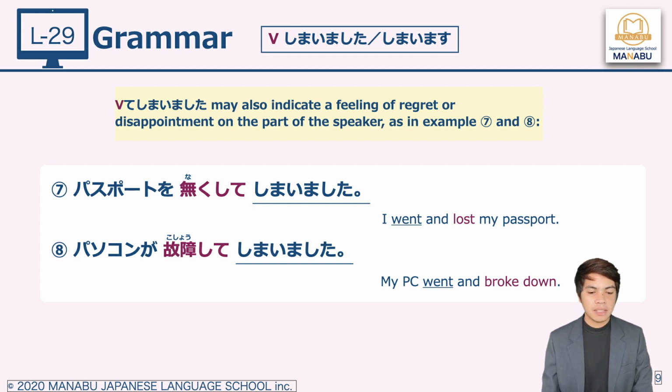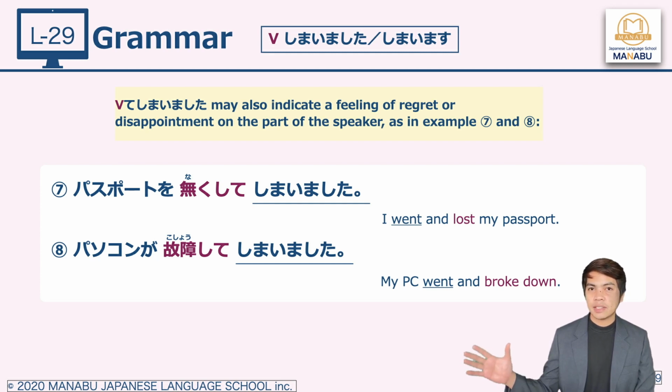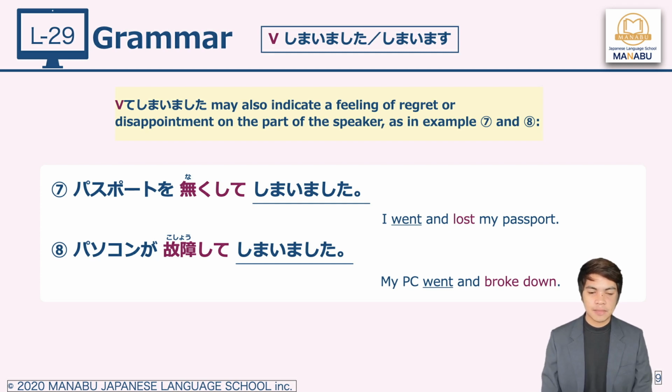Next example, number 8, pasokon ga koshou shite shimaimashita. If we say pasokon ga koshou shimashita, it means that you're just stating or describing that the PC is broken without expressing your feeling. But if we say 故障してしまいました, it means oh no, my PC is broken. So it expresses regret or disappointment.